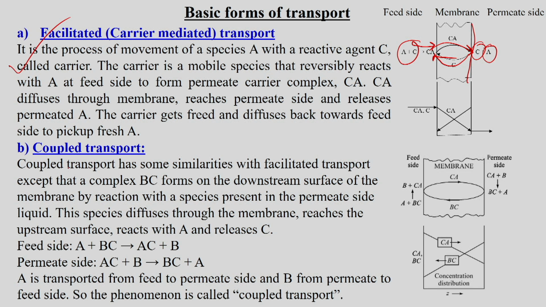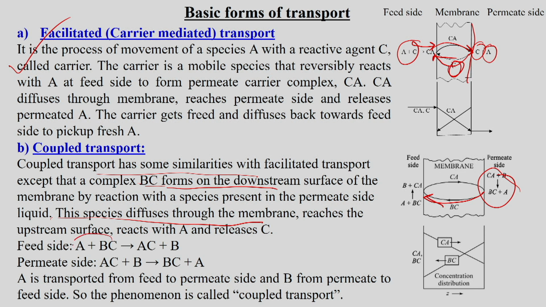Whenever we talk about coupled transport, it has some similarity with facilitated transport, except that the complex BC forms on the downstream surface of the membrane by reaction with the species present in the permeate side liquid, whereas only C came back in the case of facilitated transport. This species diffuses through the membrane, reaches the upstream surface, reacts with A and releases C in this case.